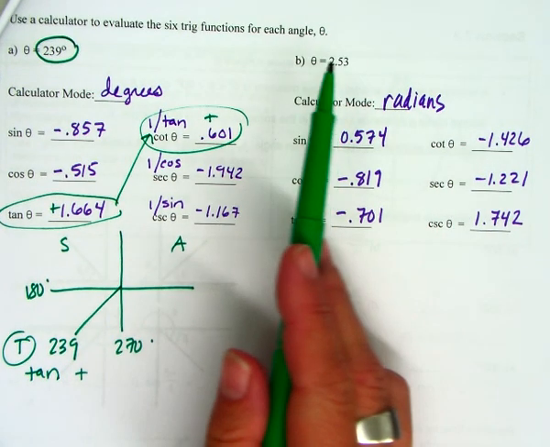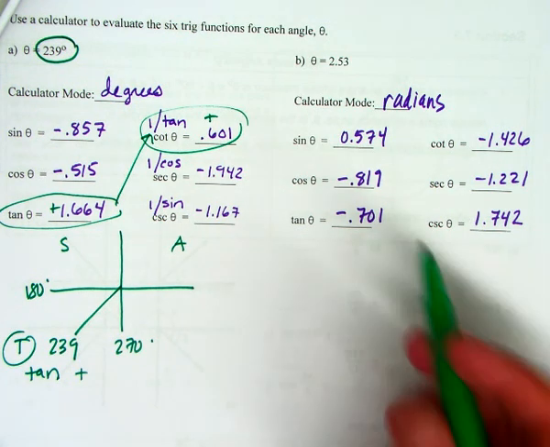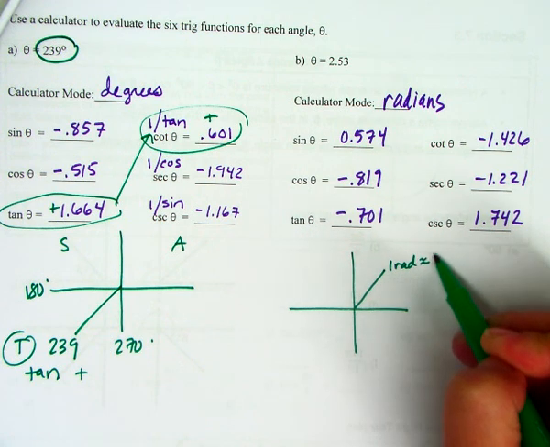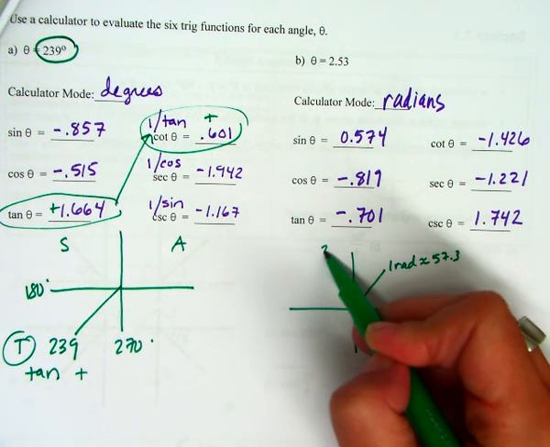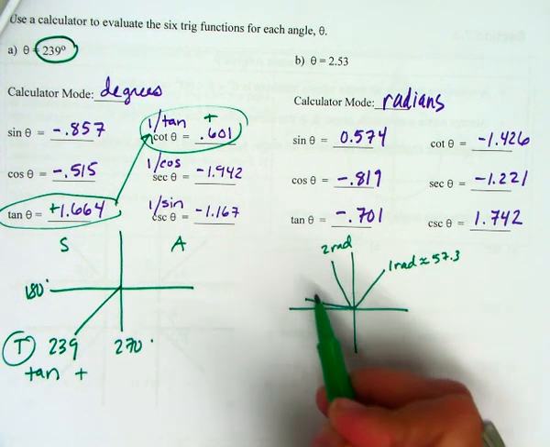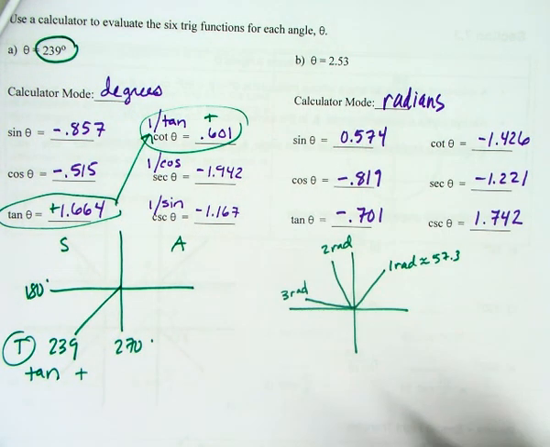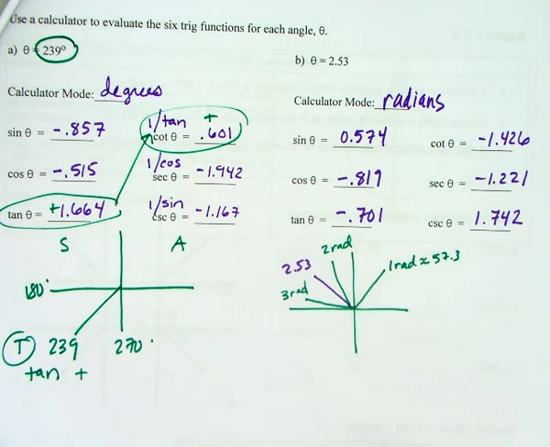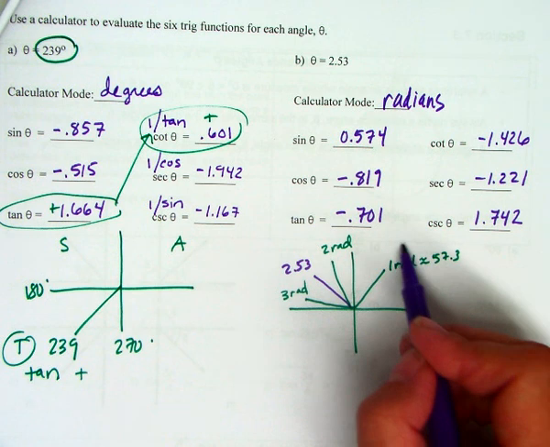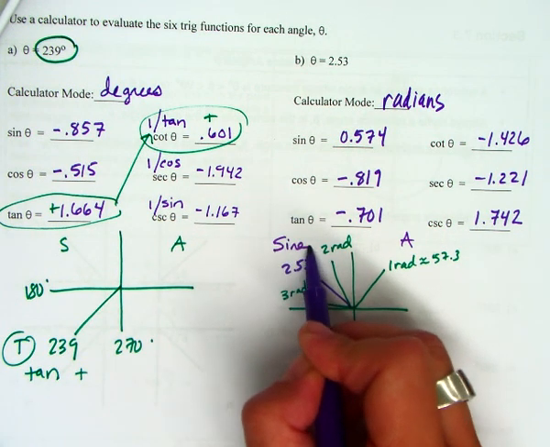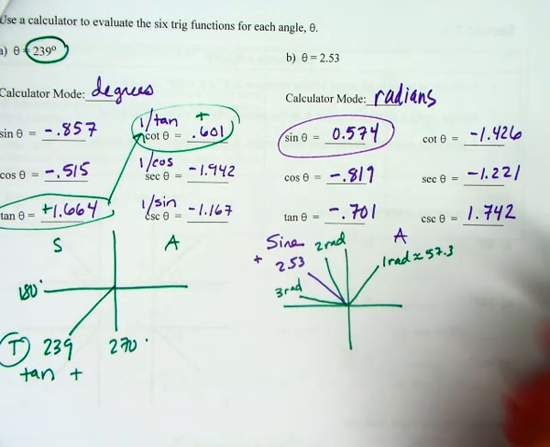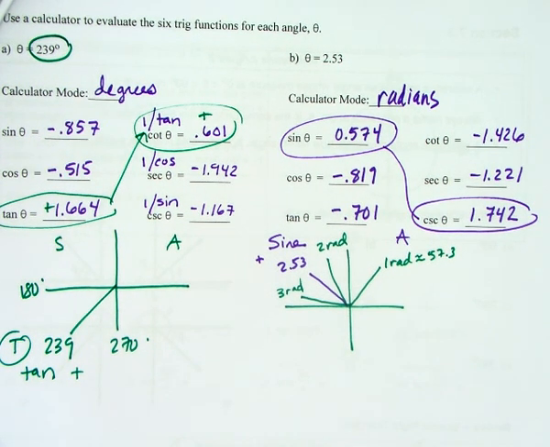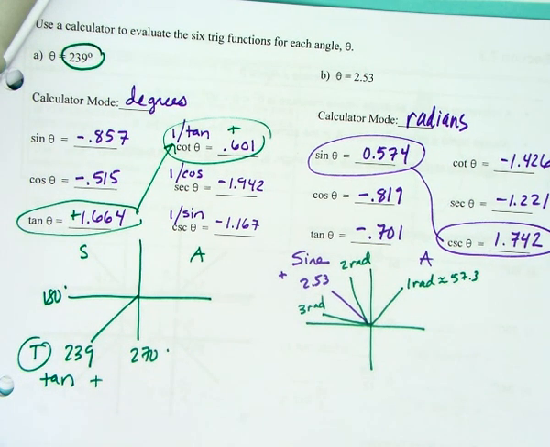Where's 2.53 radians? This was like 1 radian, right? That's like that 57.3 degrees. 2 radians is about here. 3 radians is about here. So where would 2.53 radians be? About here. That's quadrant 2, All Students, so sine should be positive. Sure enough, sine and its reciprocal are the two that are positive. So that kind of just reinforces what we learned. Okay, I think that's it. Stopping this video.